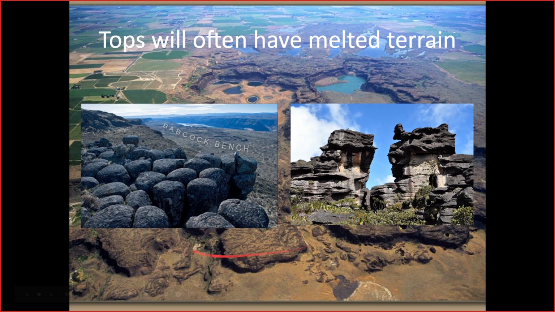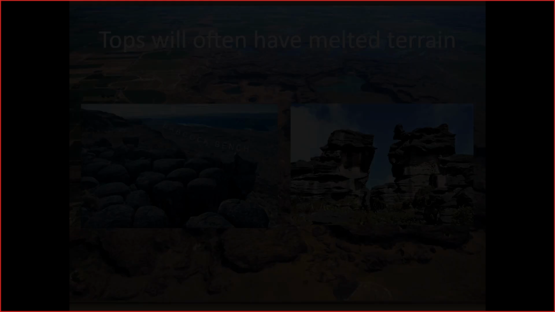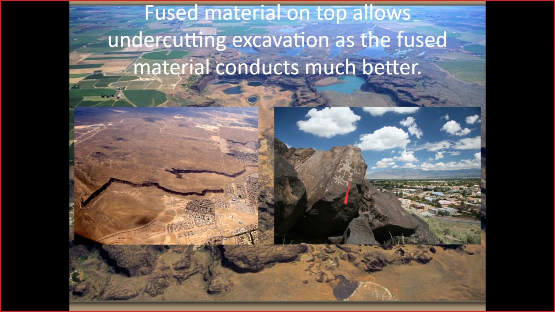And you'll see that with tent rocks and other places as well. This is basically how these, you see spheres that have landed and managed to protect the rocks underneath. That's why. They're basically giant lightning arresters. So you can see fused material on top of these things.